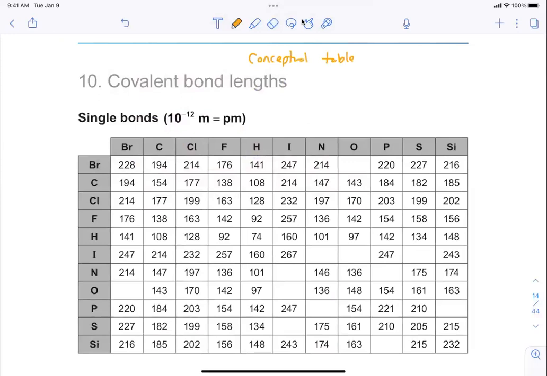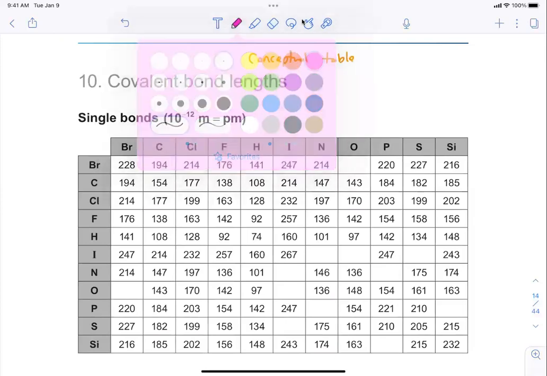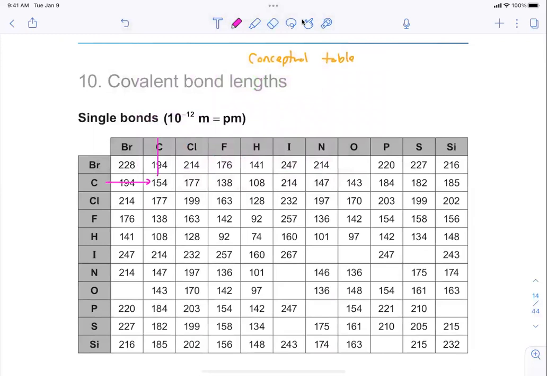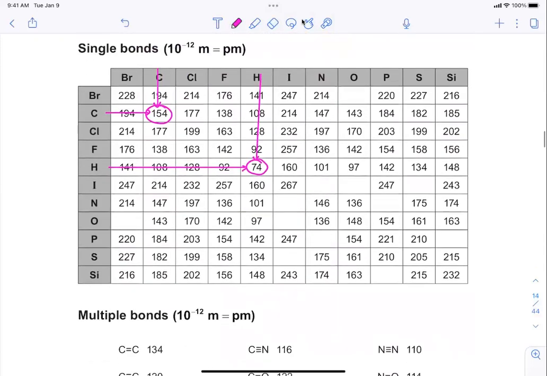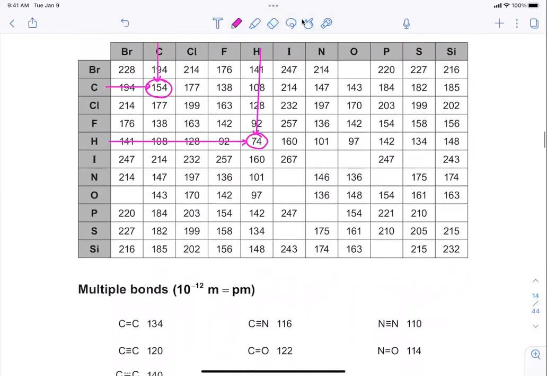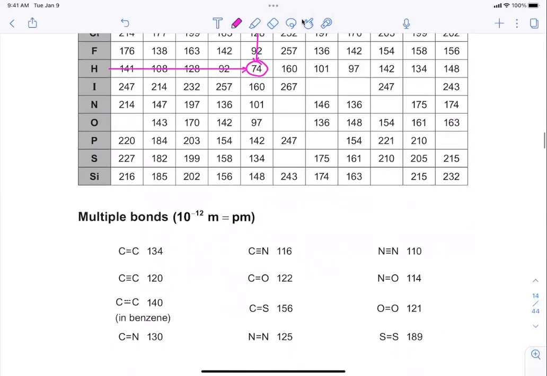This is a cross table. If you're not familiar with cross tables, you have 2 axes, and wherever the 2 axes intersect, that's the value for that. So for example, if you want to find a carbon-to-carbon bond, you'd go carbon here, and the bond length would be 154 pm or picometers. Hydrogen would be 74, and these are all the single bonds. Okay, so know how to read the table first. The multiple bonds are listed down below. Now, carbon-to-carbon single bond is 154, carbon-to-carbon double bond is 134, triple bond is 120.